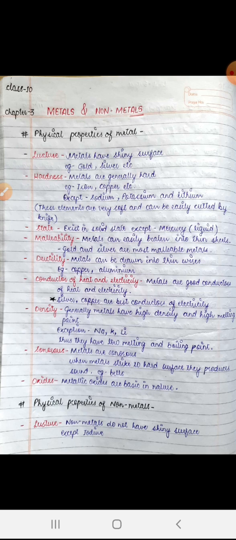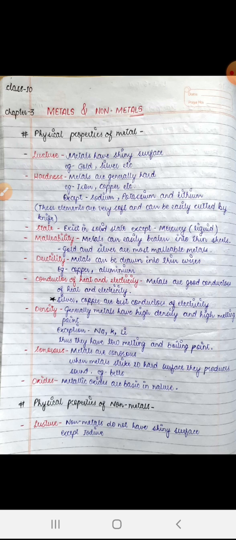Next property is sonorous. Sonorous means which makes sound while beating. So metals are sonorous. When metals strike hard surfaces, they produce sound. Example, bell. Yes, bell is made up of metal, and when we strike that with a hard substance, it makes sound. So this is known as sonorous property, and yes, metals do exhibit this property.